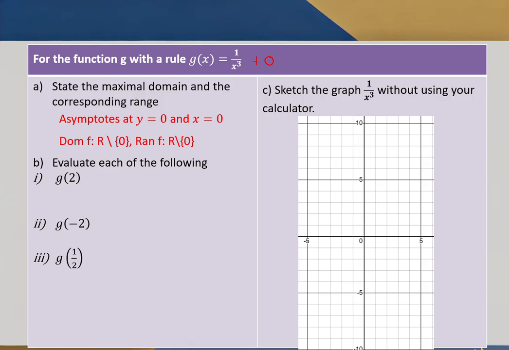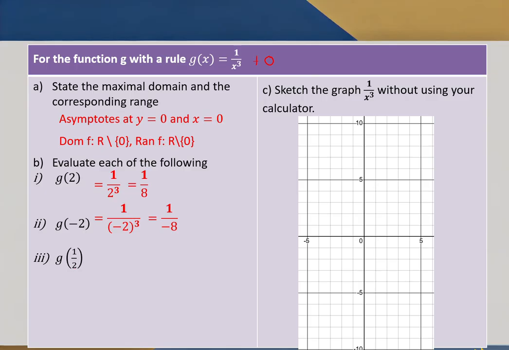Evaluate each of the following now. If I've got g of 2, all I'm doing is putting 2 into my equation for x. That becomes 1 over 2 to the power of 3. 2 to the power of 3 is 8. So I've got 1 over 8. Likewise, if I've got negative 2, I'll put negative 2 in. Again, negative 2 to the power of 3 will be negative 8. So that gives me 1 over negative 8.